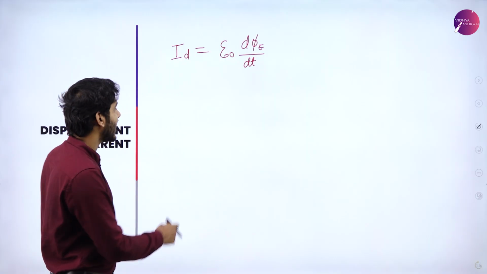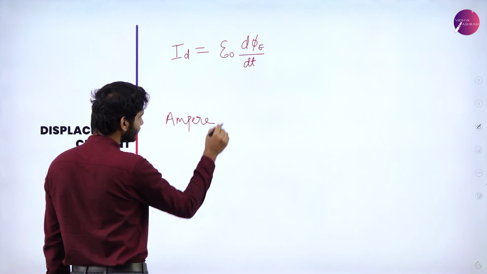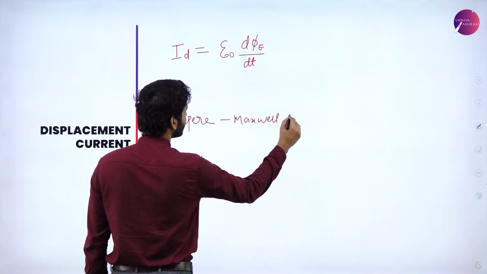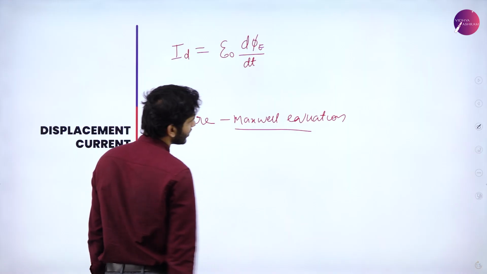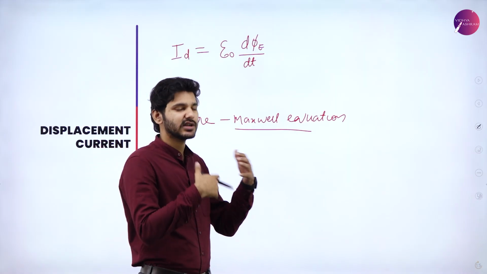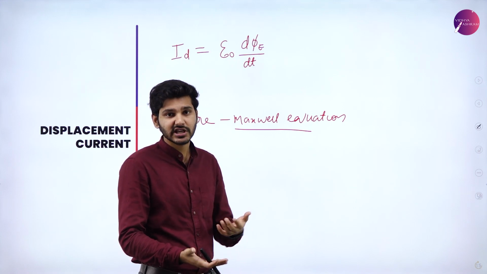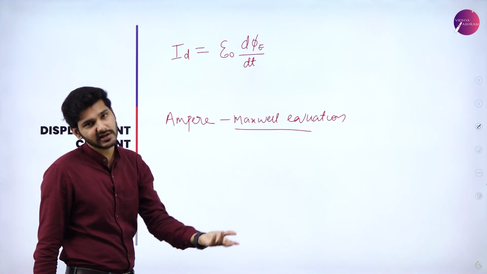So then we have the Ampere-Maxwell equation, which just states that it is not just the conduction current, that is the conventional current flow going through the wires by the flow of charges, but rather it is also because of the time varying electric field.